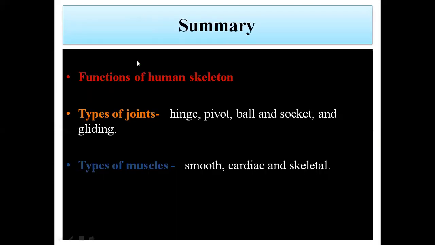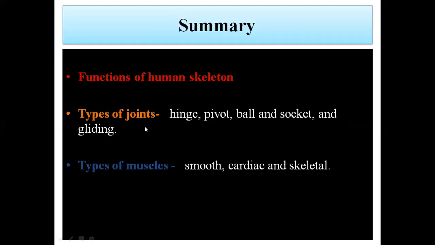So children, today we studied the functions of the human skeleton, that it supports our body. The human skeleton has 206 bones, and it stores calcium in the bones and teeth, and it produces blood cells like RBC, WBC, and platelets, and it protects our major organs like the brain, heart, and lungs. So the function of the human skeletal system is very significant.